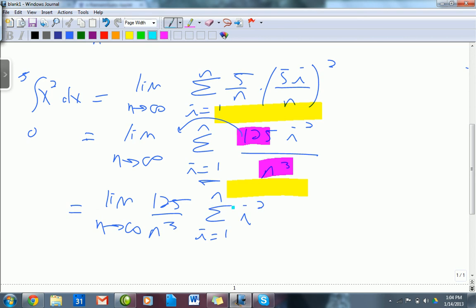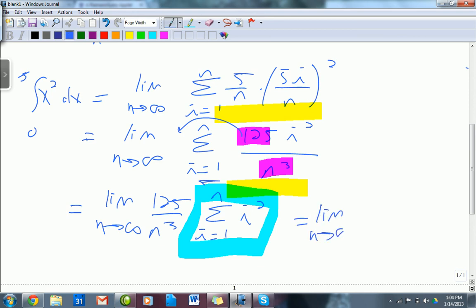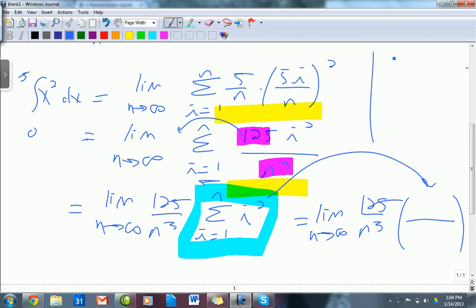Which we've been developing has a nice little formula that I can substitute in for the sum of the i squareds, 1 squared plus 2 squared plus 3 squared plus 4 squared plus dot dot dot plus n squared. The limit comes along for the ride. I've got 125 over n cubed, and the sum of the i squareds is equal to, well, a lot, but what we've established is that the sum of the i squareds from 1 to n is equal to n times 2n plus 1 times n plus 1, all over 6.